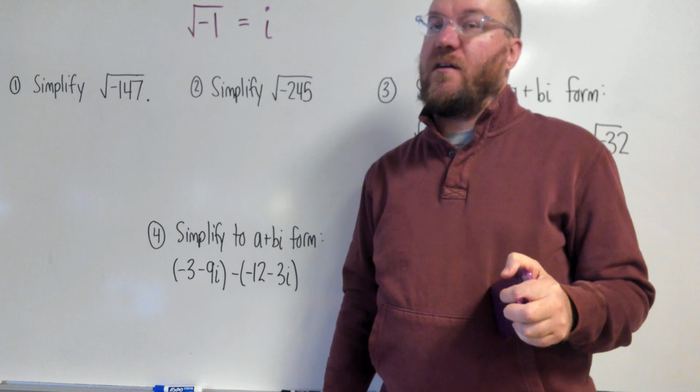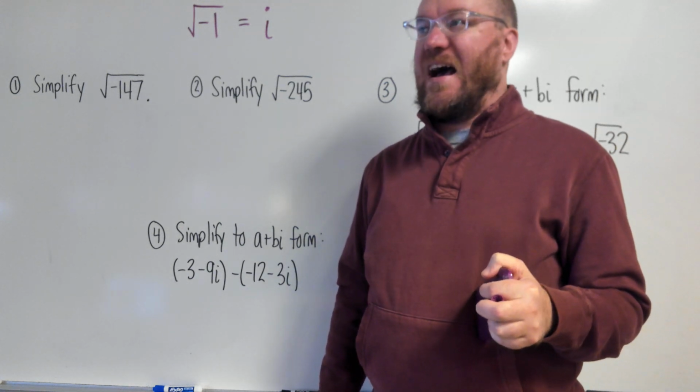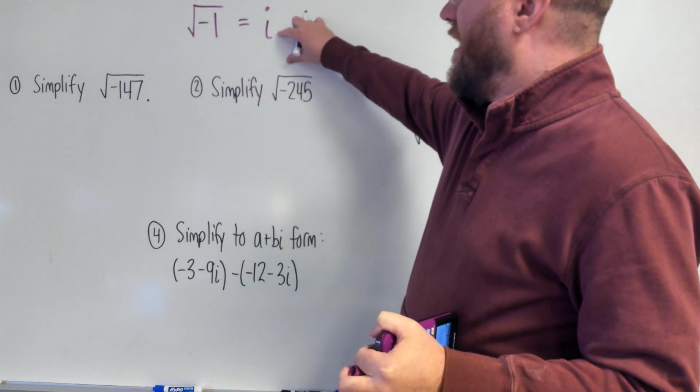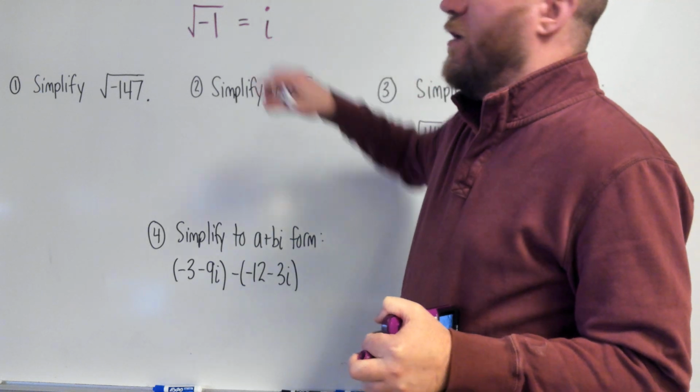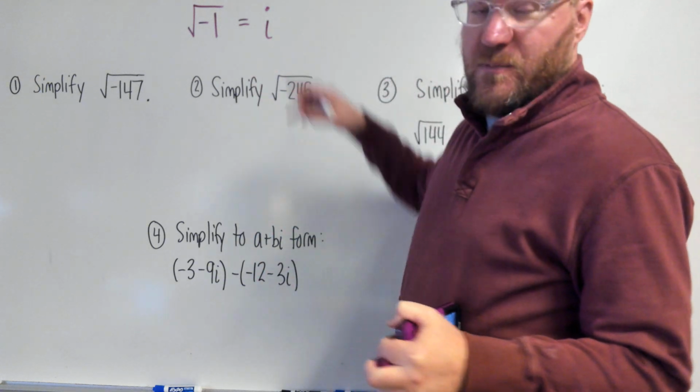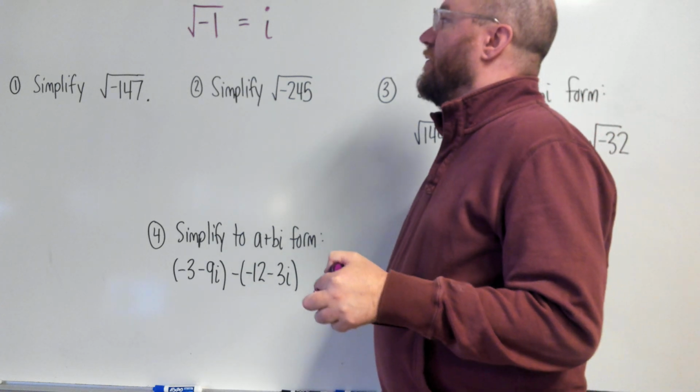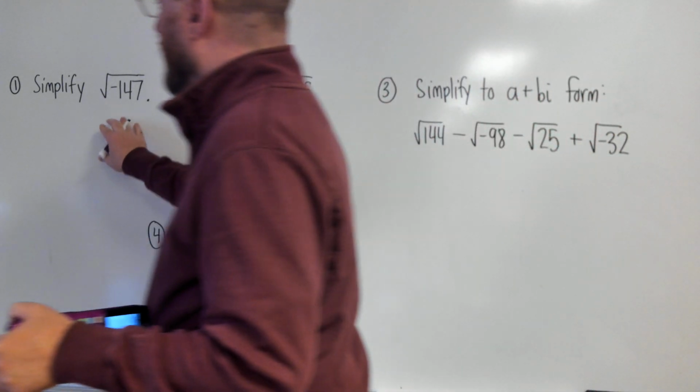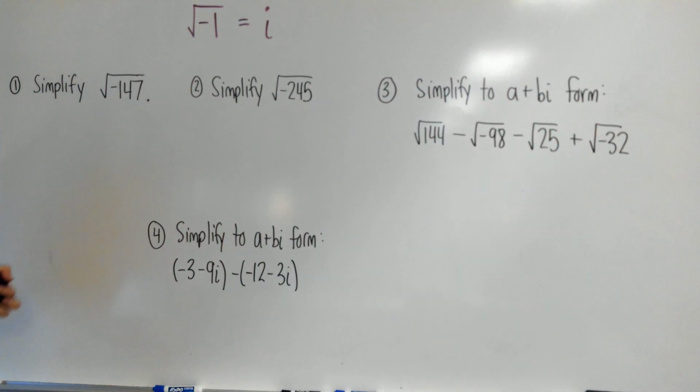The square root of negative 1 is I. Now notice I put my I's as like a cursive I because I don't want them to look like ones. I'm trying to be fancy. So square root of negative 1 is I. So question 1 here wants us to simplify this.